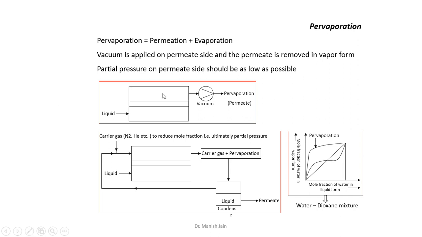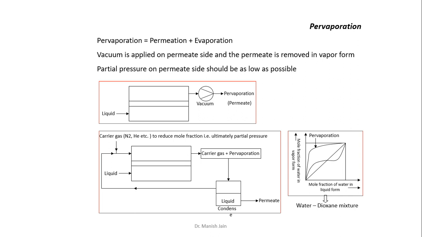So for vaporization, we generally use two different processes. In the first process, we use a vacuum pump to create a high vacuum on the permeate side. Due to the high vacuum, the desorption occurs in the vapor phase. Or we can use a carrier gas like nitrogen or helium on the permeate side. Due to these gases, the partial pressure of the dissolved component will reduce and it will desorb in the vapor phase.